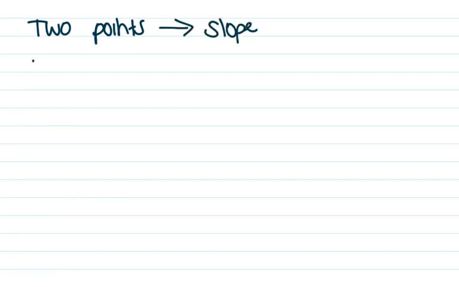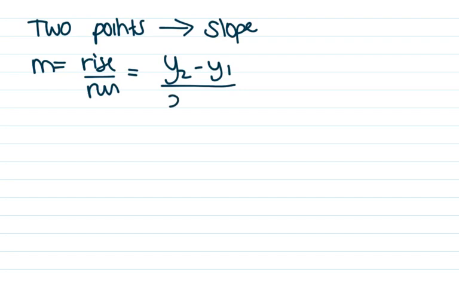The first key idea of this lesson is that you can use the formula m equals rise over run equals y2 minus y1 over x2 minus x1 to calculate the slope of a line if you know the coordinates of 2 points on the line. We've talked about this before. If you're given 2 points of a line, you can find the slope of that line using m equals rise over run, which equals y2 minus y1 over x2 minus x1.